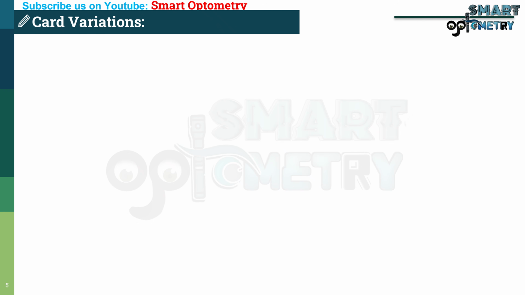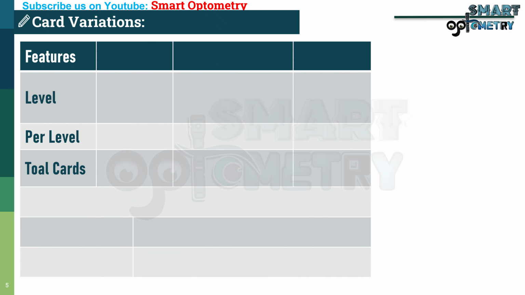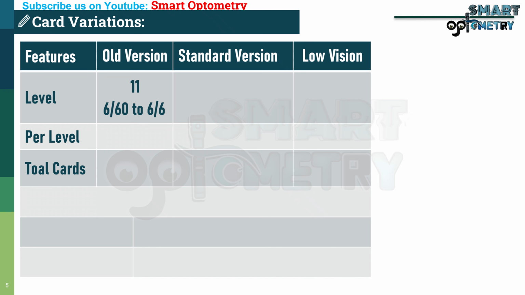Now let's know versions of Cardiff Acuity Card. There are three versions of Cardiff Acuity Card: old version, standard version, and low vision version. In old version, there are 11 levels of visual acuity from 6 by 60 to 6 by 6. Each level has 3 cards and total cards are 33. In standard version, there are 12 levels of visual acuity from 6 by 48 to 6 by 3.75. Each level has 3 cards and total cards are 36.